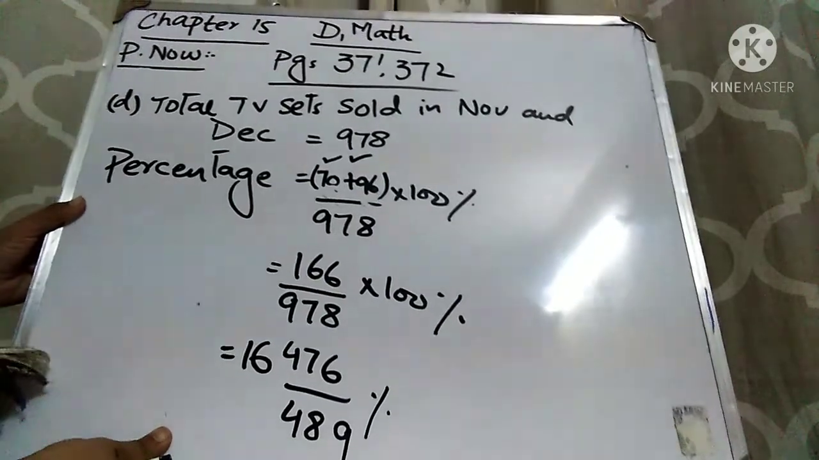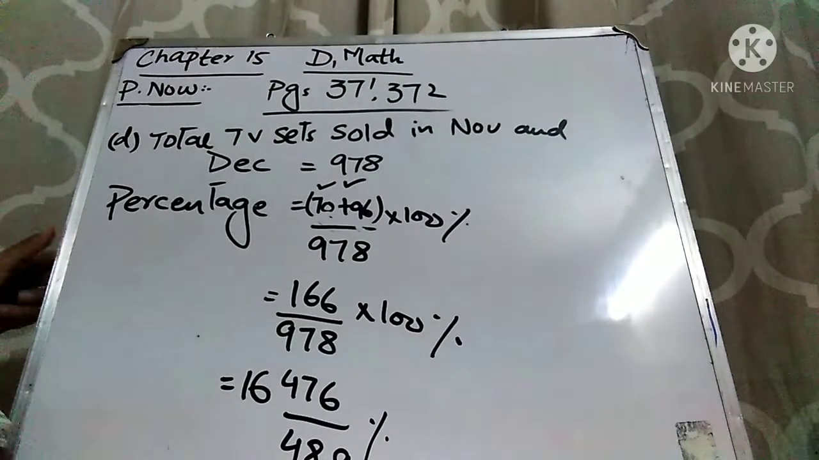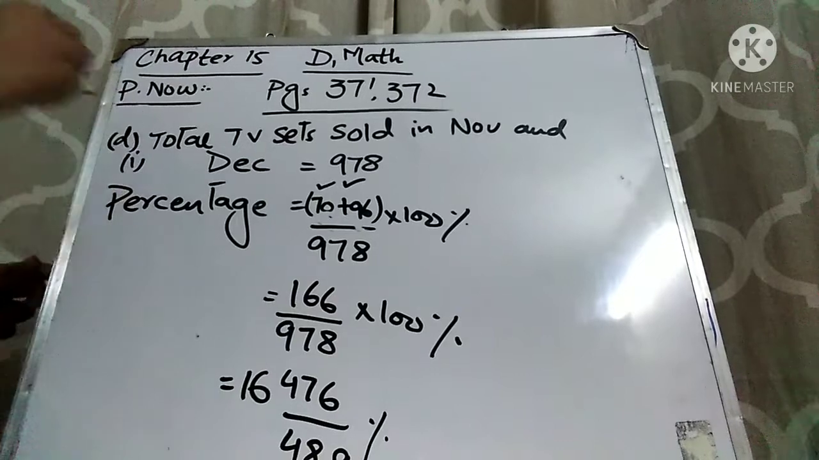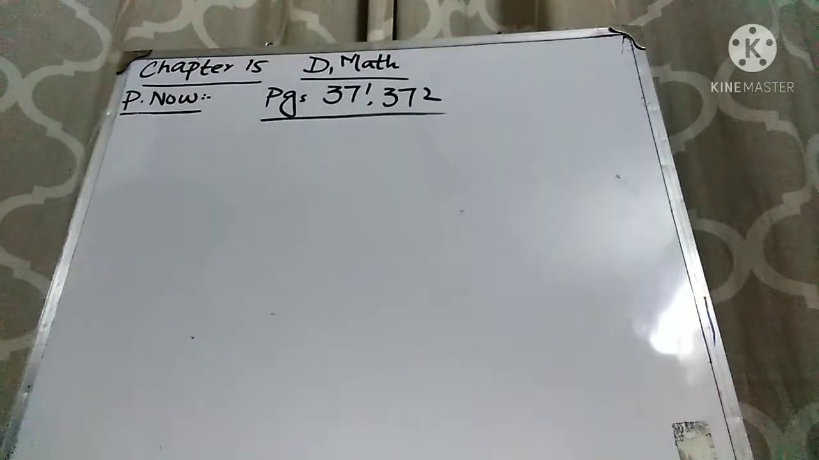Now let's come to the next part. This was part 1 of part D. Now let's come to the second part of part D. The company would like to close down one shop due to insufficient cash flow, based on the number of television sets sold in November and December. The manager proposed to close down shop 7. Do you agree with the manager? Explain your answer.